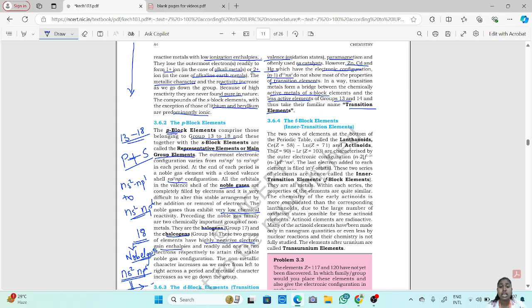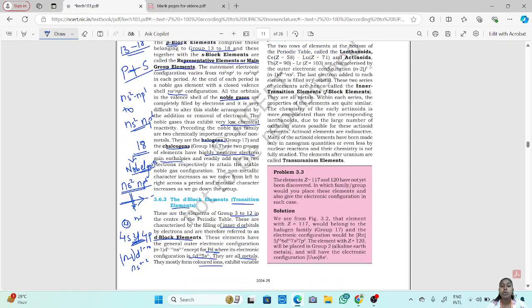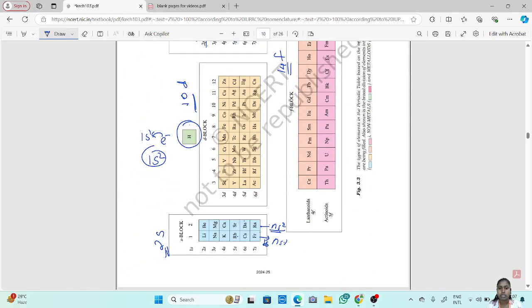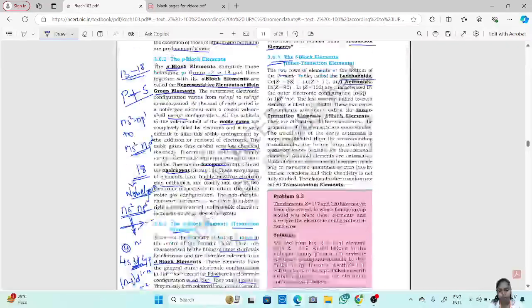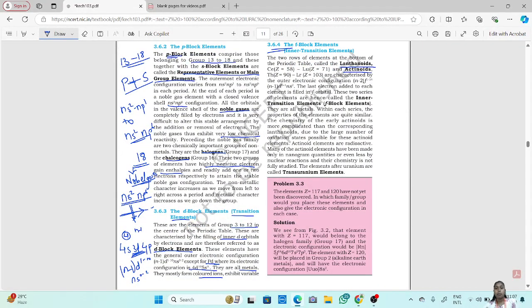Now next one is F block elements or the inner transition elements. Now the two rows of elements at the bottom of the periodic table are called lanthanoids and actinoids. Okay, now at the end I showed you two boxes, right? These are lanthanides and actinides. These are inner transition or F block elements. Now they are characterized by the outer electronic configuration of (n-2)f, (n-1)d and ns2. So it is F, D and S.